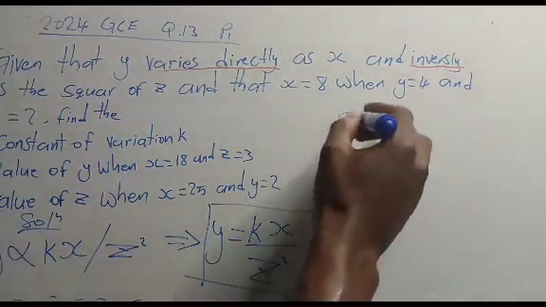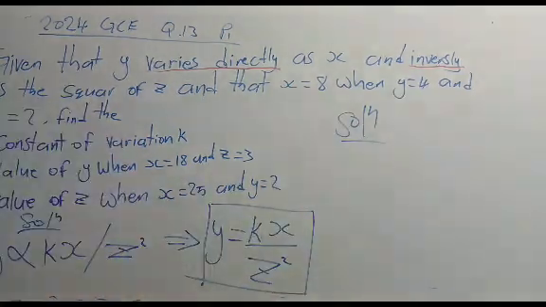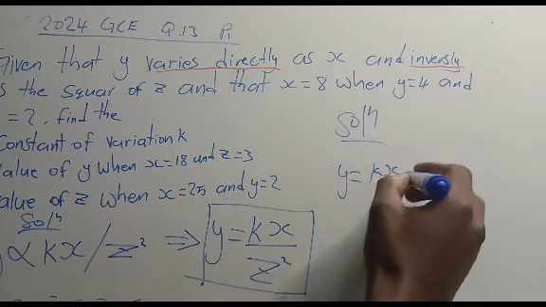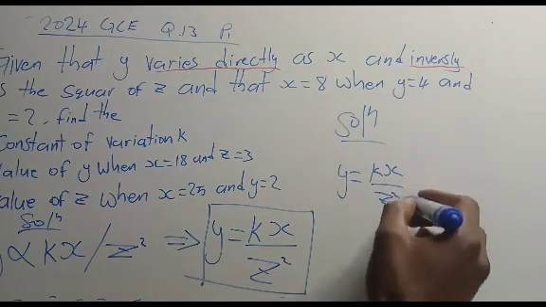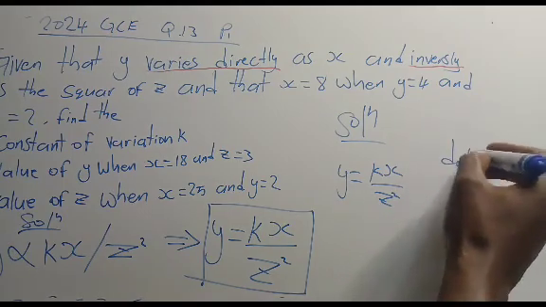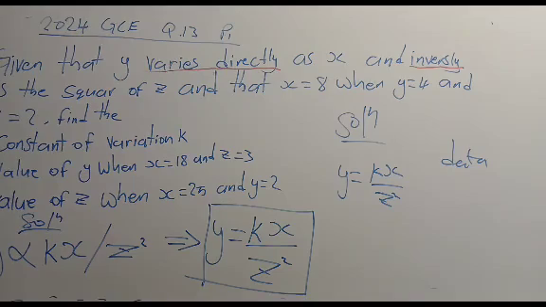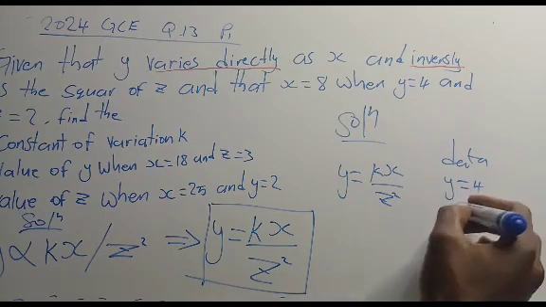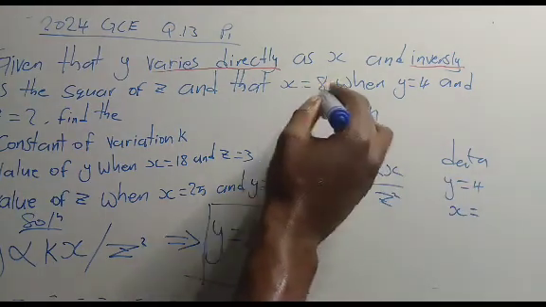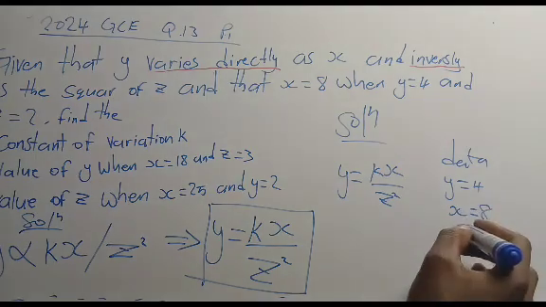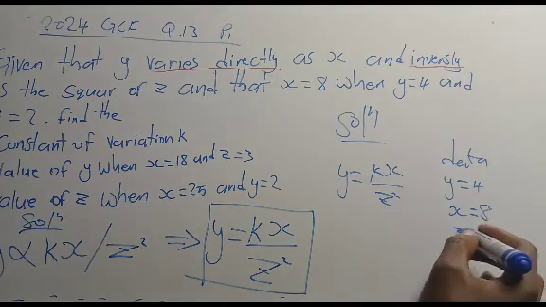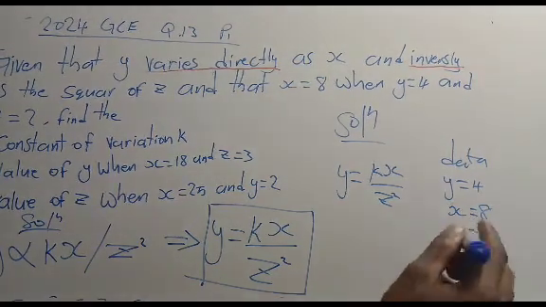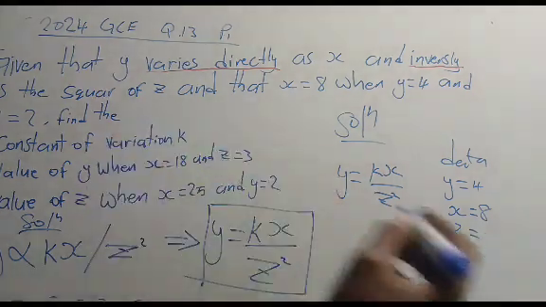All right. Now, how do we find the constant k? At first, we have find the value of k. Now, we are using this formula, y is equal to kx over z squared. Then the information that we have is y is 4, x is 8, as you can see in the question, it is given. Then what is our z? Our z is 2.